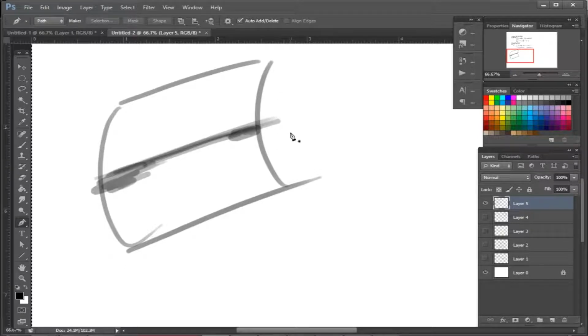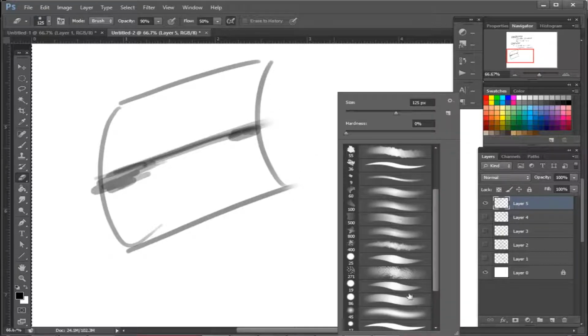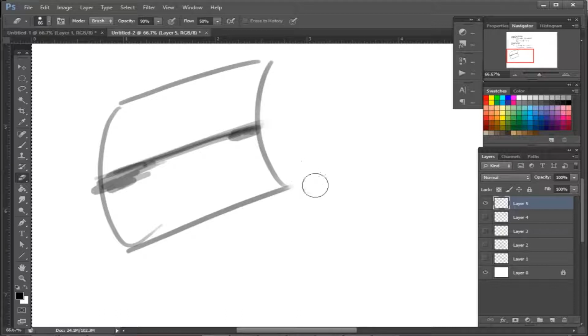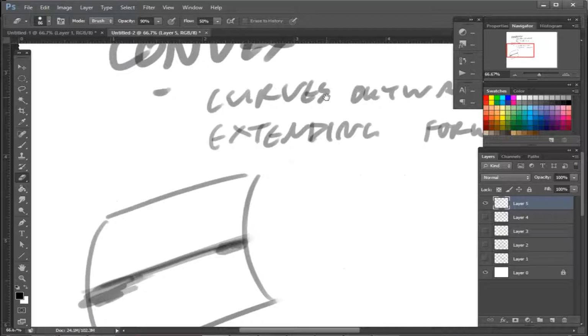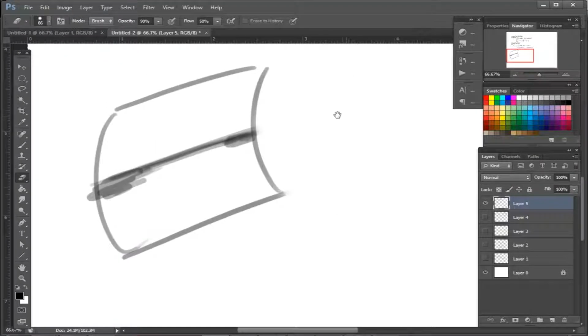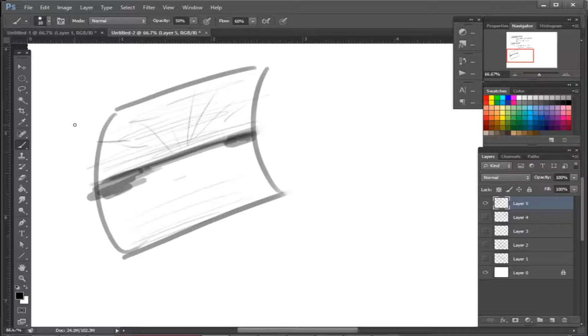Now with the concave surface, watch what happens. You could have some ground over here, and sky over here. It looks like it's flipped upside down.